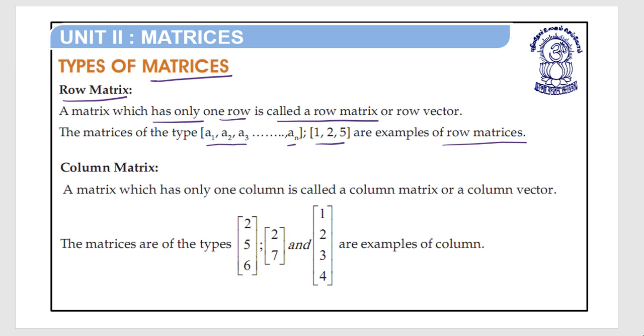Column matrix: a matrix which has only one column is called a column matrix. Matrices of the types [2 5 6] written as a column, [2 7], and [1 2 3 4] are examples of column matrices.